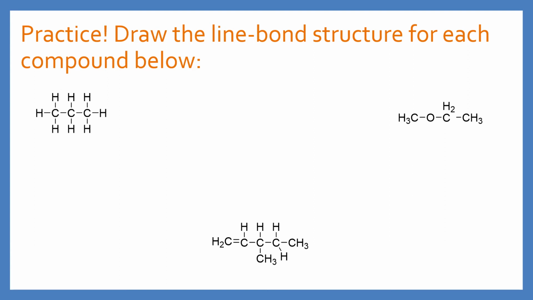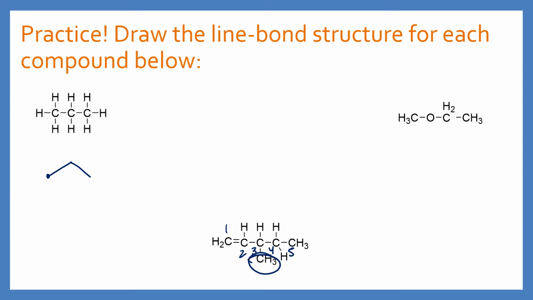Okay, so let's go over these. For the first molecule, which is propane, we have 3 carbons, so our line bond structure is 1, 2, 3. For the next one, I threw in a slight complication. There's a double bond there, so we have to think about how we are going to represent a double bond. But first, let's just draw out the carbon framework. So we have 1, 2, 3, 4, 5 carbons all in a row, and then we have another carbon coming off of carbon number 3.